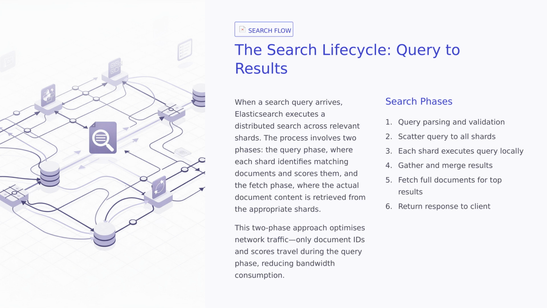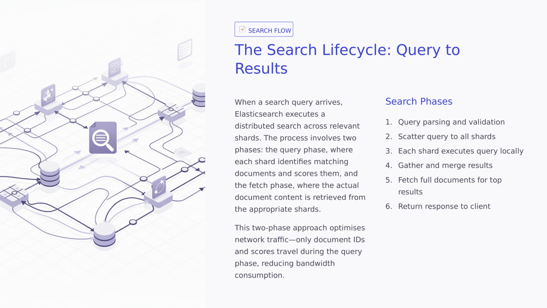As a search query enters, Elasticsearch initiates a complex search lifecycle, transitioning from query to results. In a distributed search, shards efficiently handle two key phases, query and fetch. During the query phase, shards pinpoint matching documents and assign scores. Subsequently, in the fetch phase, actual document content is retrieved from relevant shards. This dual-phase process optimizes network traffic by transmitting only document IDs and scores initially, reducing bandwidth usage.